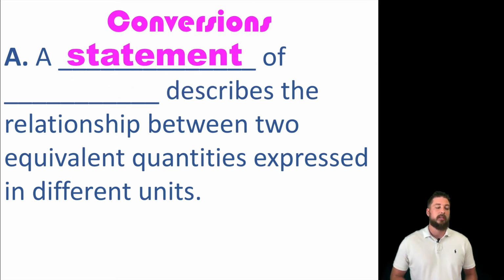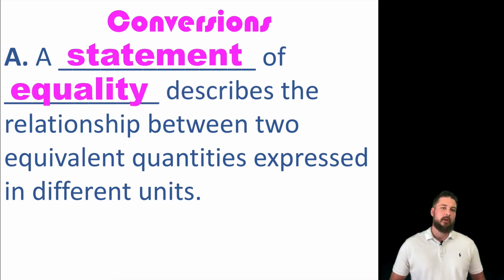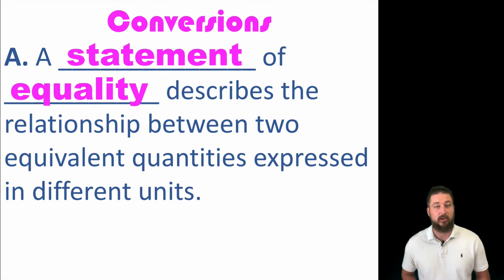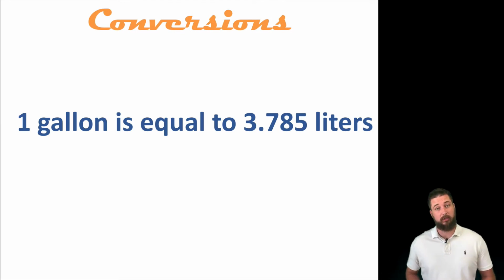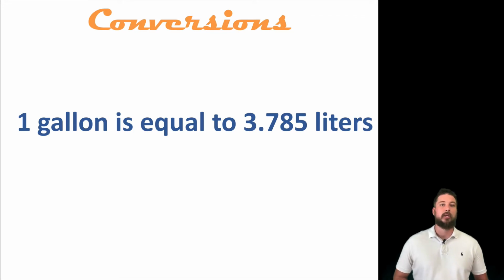Now the first thing we need to talk about is what a statement of equality is. A statement of equality is just a statement stating how 2 units are equal to each other. And so an example of that is 1 gallon is equal to 3.785 liters. And so that is a statement of equality. And you can do this with a variety of units.